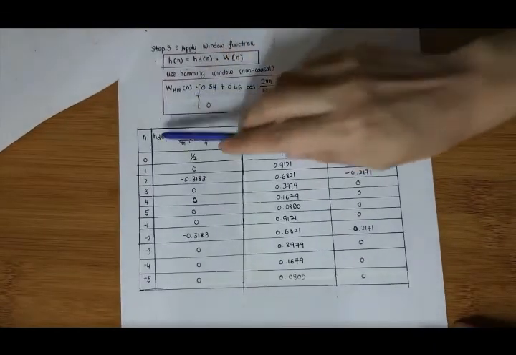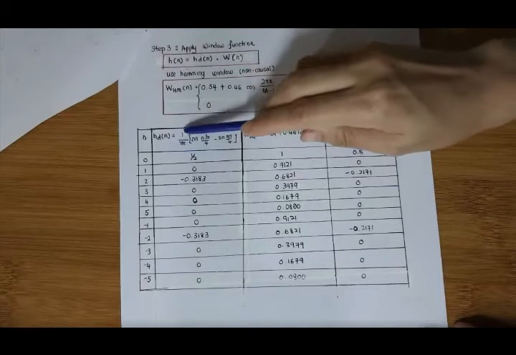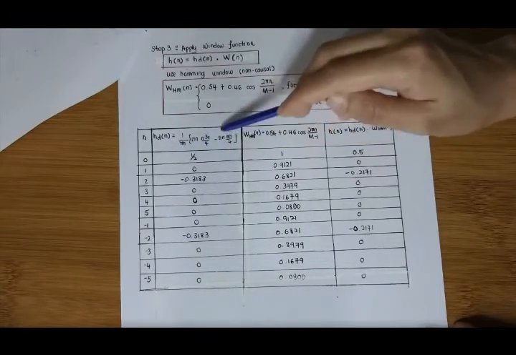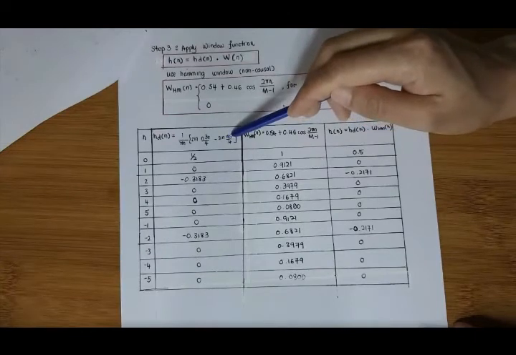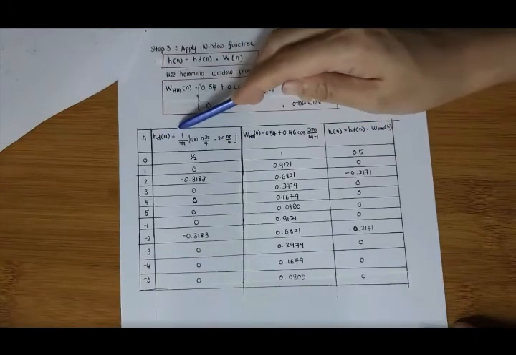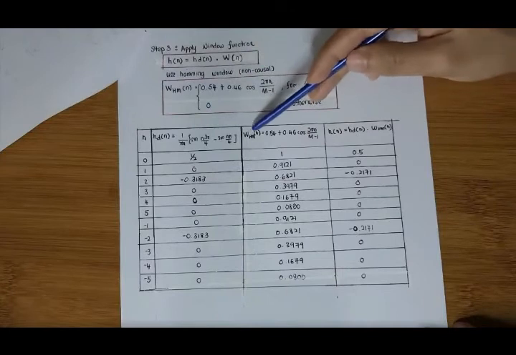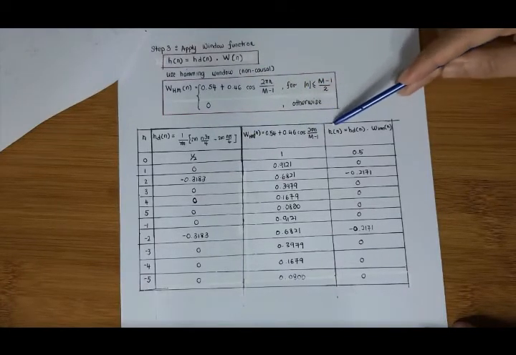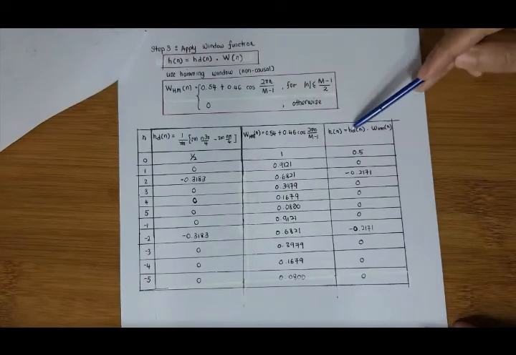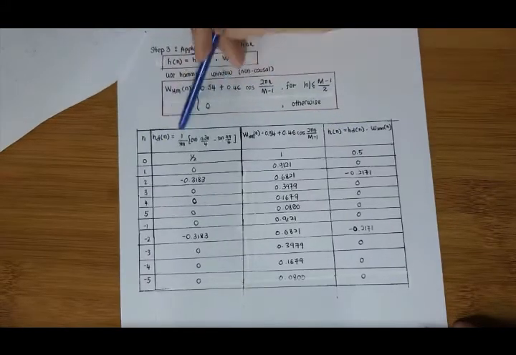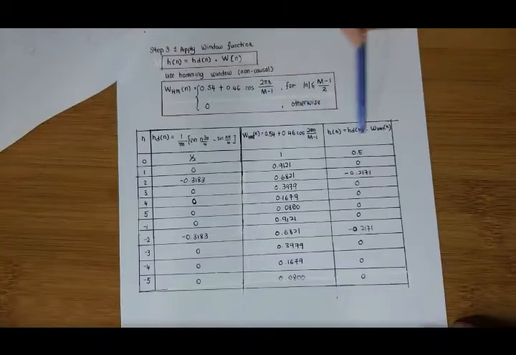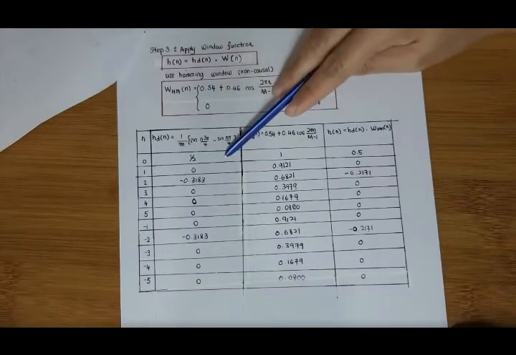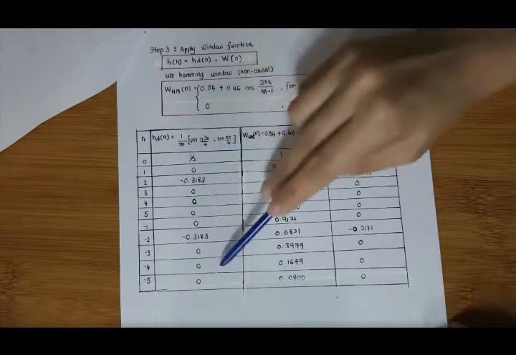Then we put HD n equals to 1 divided by pi n, sine n 3 pi divided by 4 minus sine n pi divided by 4, from the HD n just now. Then we put our Hamming window inside the formula of Hamming window. And then we put in our H n equals to HD n multiplied with our Hamming window. So we get the answer. Now we put it inside the calculator to calculate this answer.